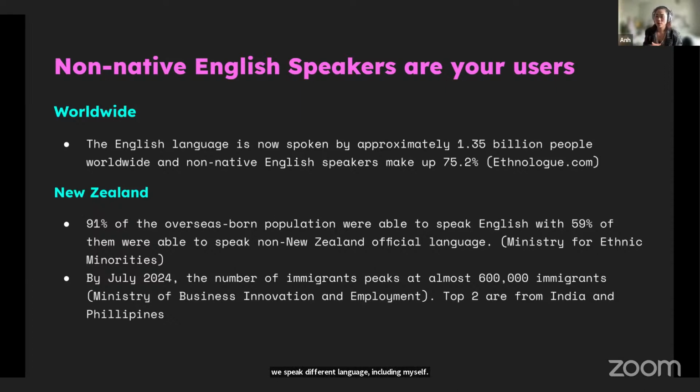By July 2024, the number of immigrants peaked at almost 600,000 in New Zealand, and the top two are from India and the Philippines. So again, 600,000 immigrants in New Zealand, and we're quite a small country, with around 5 million of us. So you do the math, there's a huge population out there of people who are non-native English speakers.